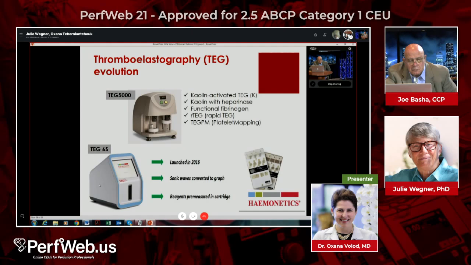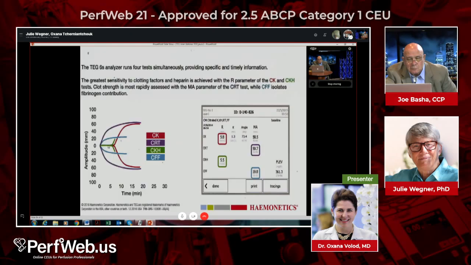In 2016, the TEG 6s test was launched. So instead of a cup and pin, there is a sonic wave that is converted to a graph, and reagents are already pre-measured and built into those types of cartridges. Looking at both devices, I still use both in our institution. I do believe that there is still, and will be, utility for the TEG 5000. I don't think I will eliminate it at this point because I rely a lot on it. However, we could start to use the TEG 6s specifically in the OR setting and for assays that have to be performed by the perfusion team. So what is in those cartridges?